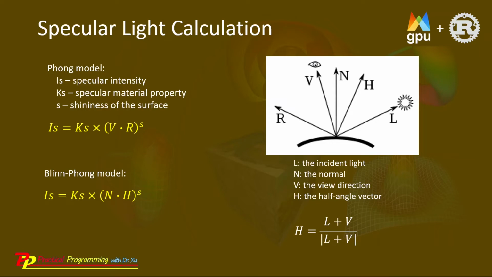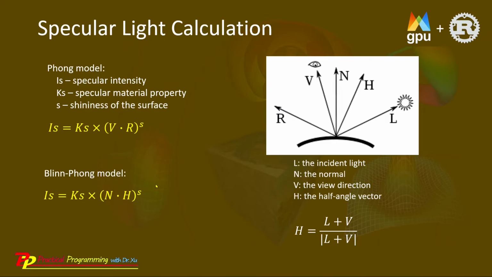The issue with the Phong model is that the angle between the view direction and the reflection direction has to be less than 90 degrees for the specular Phong term to contribute. Otherwise, this dot product will be negative. It's not valid. So in order to avoid this difficulty, we can use the Blinn-Phong model to address this issue.